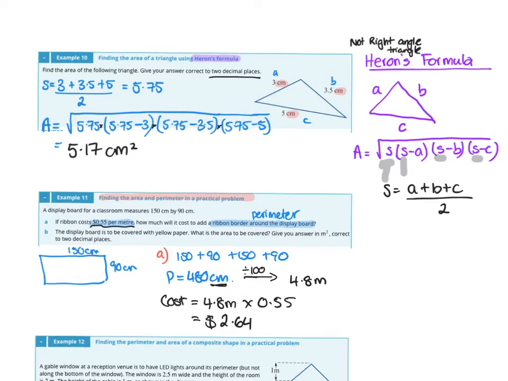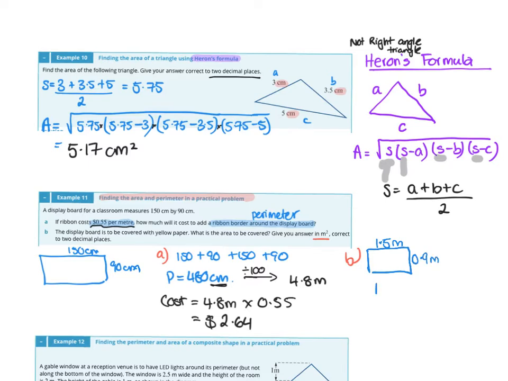Now, part B says the display board is to be covered with yellow paper. What is the area to be covered? Give your answers in metres squared. So you can either pick, do you want to change it now so it's already in metres squared, or do it at the end? I might change it now. So instead of having it as centimetres, I'm going to say that is 1.15 metres, and this is 0.9 metres.